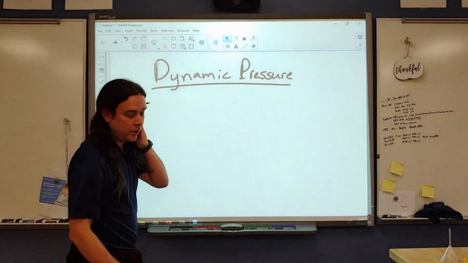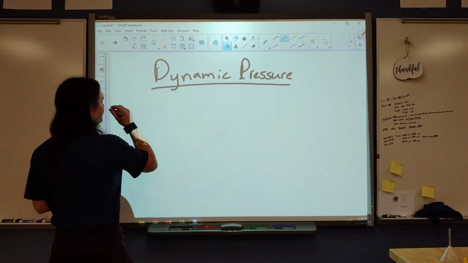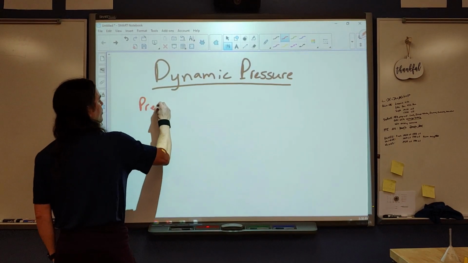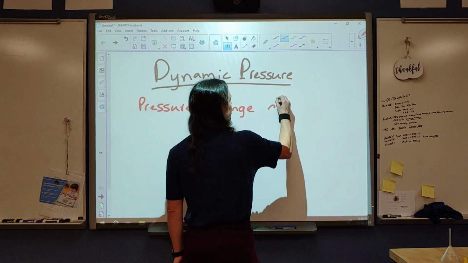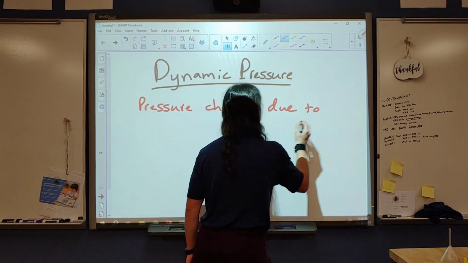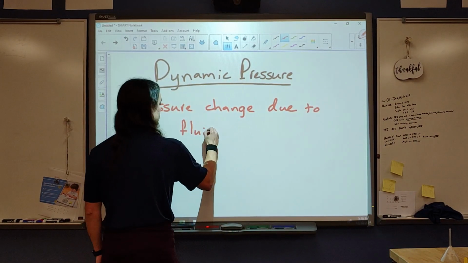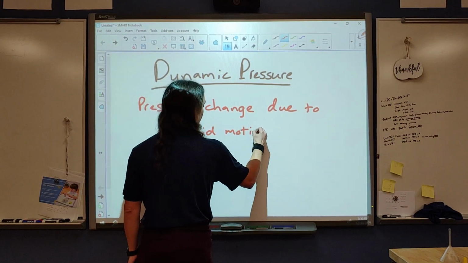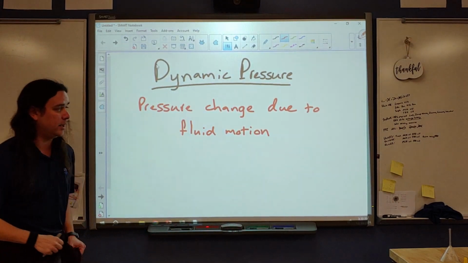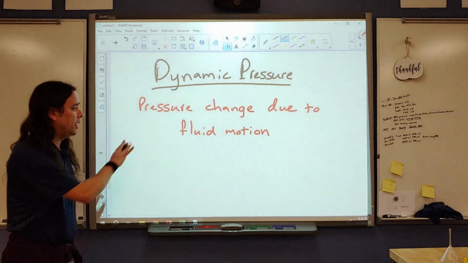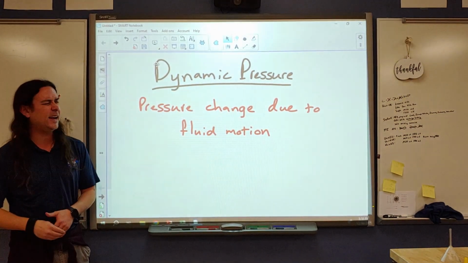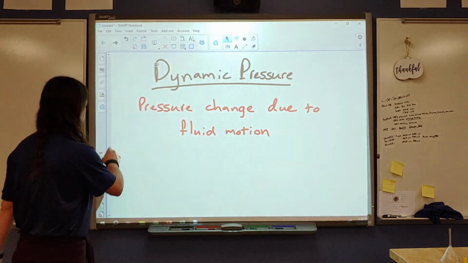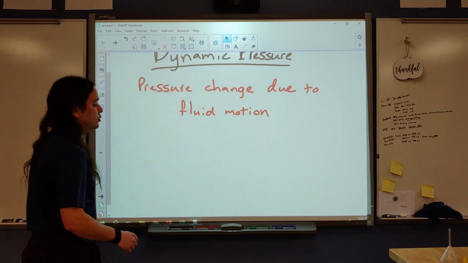So dynamic pressure is basically pressure change due to fluid motion. You don't necessarily need to rewrite this if you already have the equivalent one in your notes from one of the previous lessons, but I'm emphasizing it here for this to also act as more or less a standalone lesson. All right, pressure change due to fluid in motion.